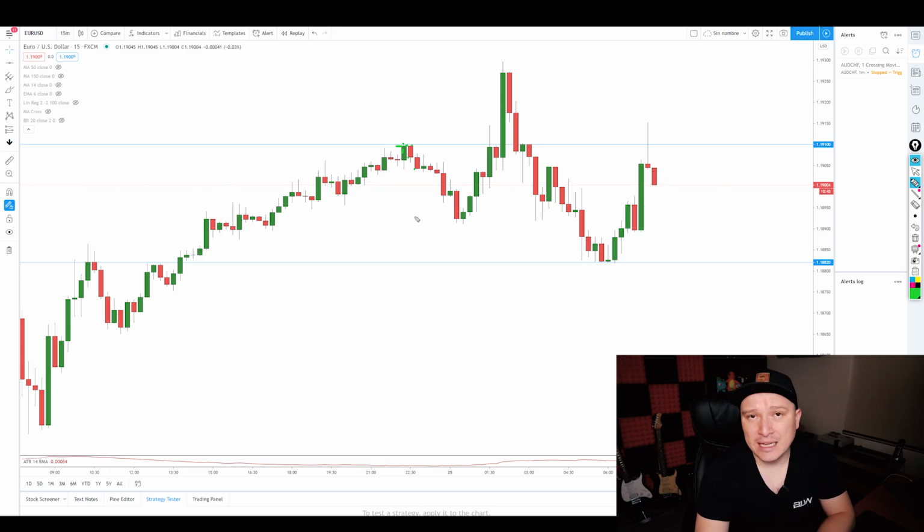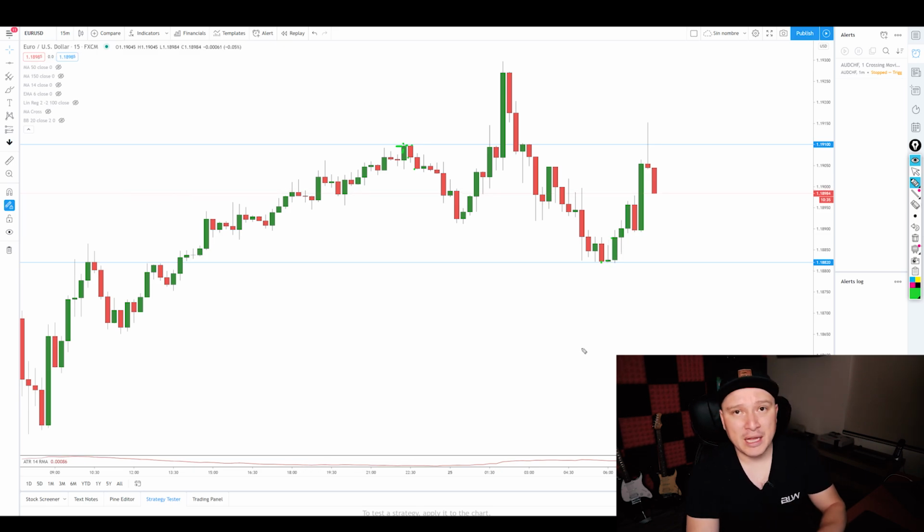It's exactly the same thing with the support level. This one right here touched and it ended a little bit above. So that was in the money. The next candle was in the money and the next one was deep in the money.